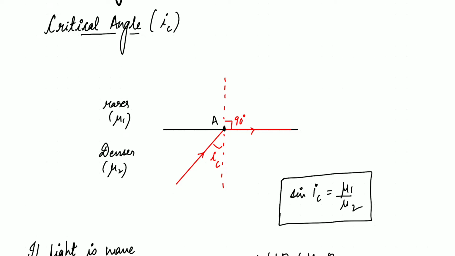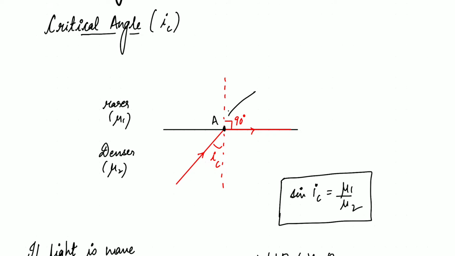So critical angle is that angle of incidence inside your denser medium for which your angle of refraction is basically 90 degree, right? So what is your critical angle? That angle of incidence inside your denser medium for which your angle of refraction is 90 degree. Basically your refracted ray will be along the surface, right? So this angle of incidence inside your denser medium is what you call your critical angle. I hope that is understandable.